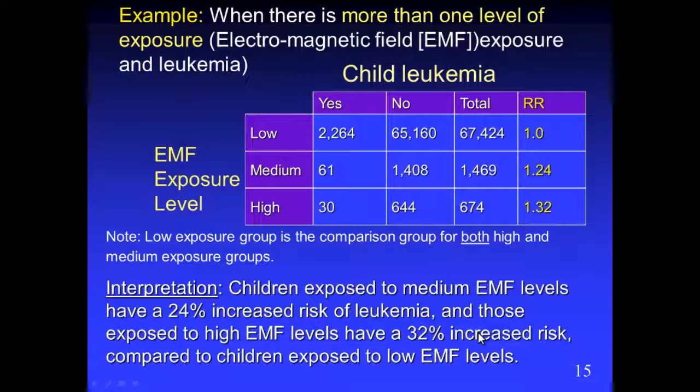Now, to digress briefly, we often have the situation where we have levels of exposure. I've just been showing exposed versus unexposed, polluted versus unpolluted, but it may be that we have several levels of exposure, and basically the results are displayed very much like this. And so this is an example of data regarding electromagnetic field exposures.